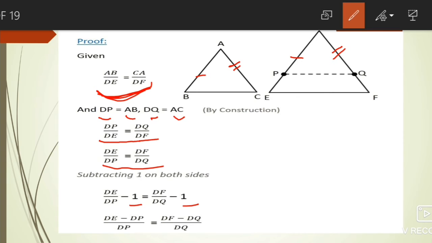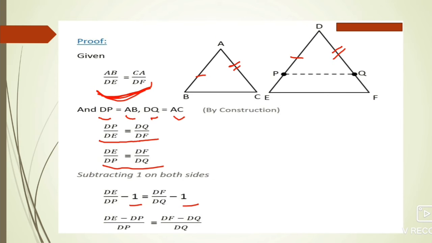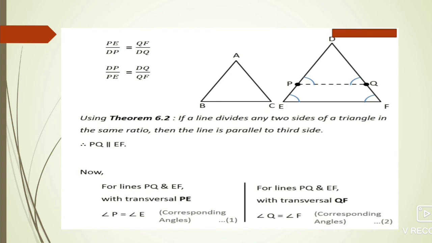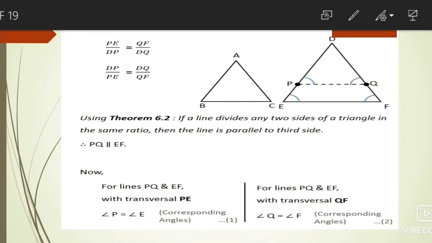If you do the subtraction, you will get DE minus DP by DP equal to DF minus DQ by DQ. Now take this figure: DE minus DP means PE, and DF minus DQ is QF. That's why PE is here and QF is here. Now again in the next line do the reciprocal, so you are getting DP by PE is equal to DQ by QF.